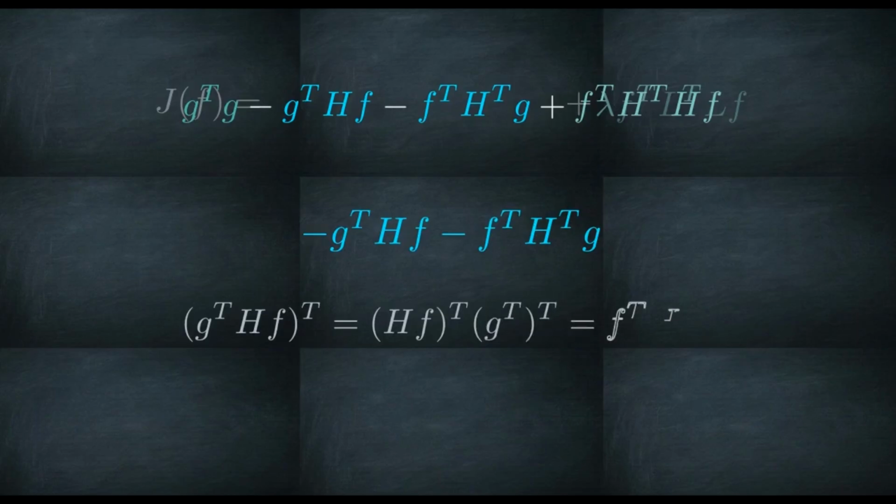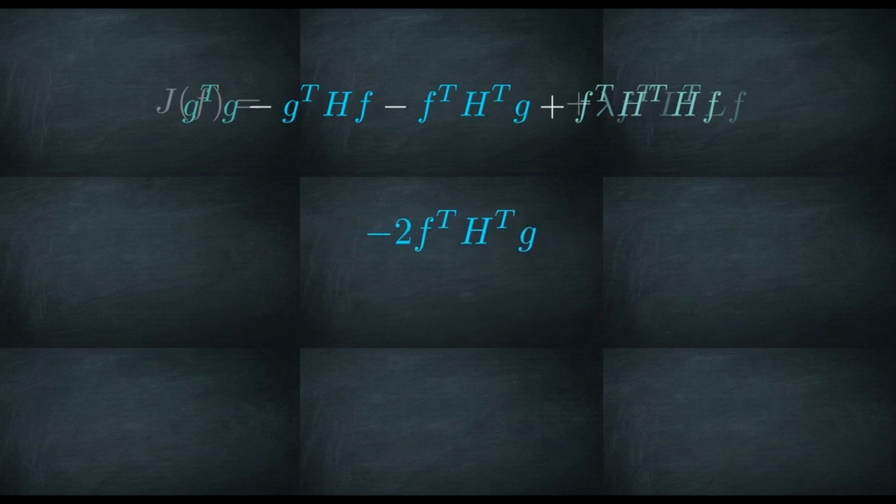We can isolate those two middle cross terms and simplify them algebraically. Because both G and HF are vectors, taking their dot product results in a single scalar value. Since the transpose of any scalar equals itself, these two terms represent the exact same mathematical value. We combine these identical elements into the single simplified term, negative 2 F transpose H transpose G. When we reassemble the components, we get the fully expanded objective function, J of F.